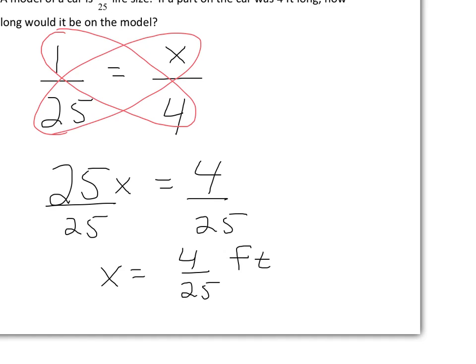4/25, that's about the same as 4/24. And 4/24 reduces to 1/6. So that's about 1/6 of a foot. A foot is 12 inches. So that number there is about 2 inches. That little squiggly thing there is math for about.